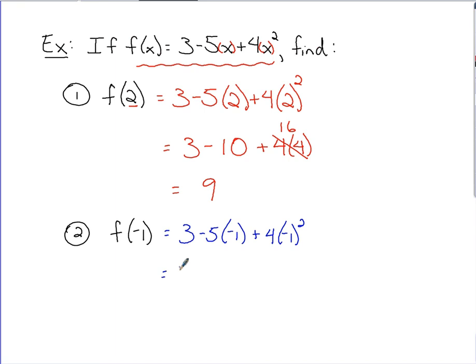Calculating that out. Got 3. Watching my signs, it's negative 5 times negative 1, so that's plus 5. Over here, you've got negative 1 that I'm going to square first, which of course is 1. You're going to take that 1, multiply that by 4, get 4. Adding through, we find that f of negative 1 gives us 12. So we know there's a point on this graph where x is negative 1 and y is 12. Not bad, right?